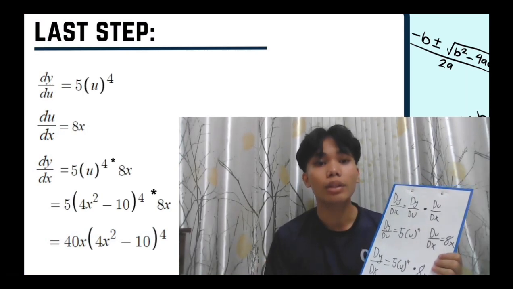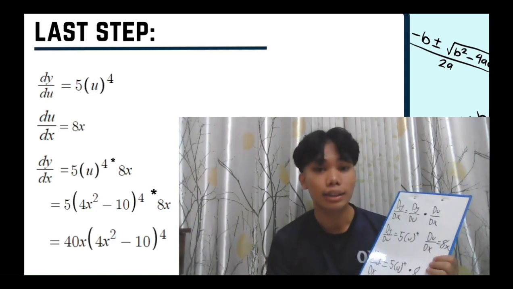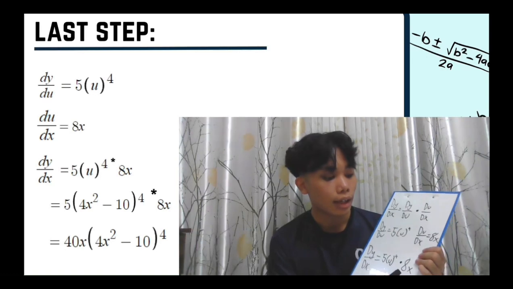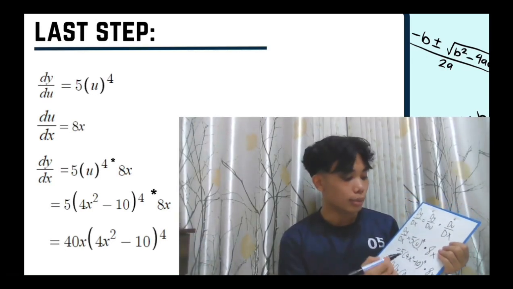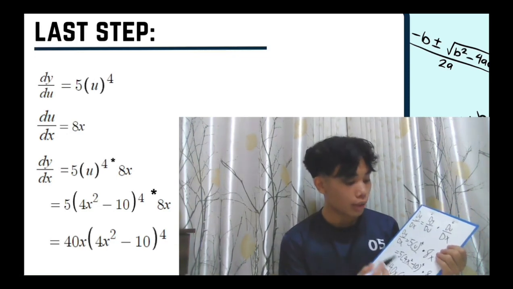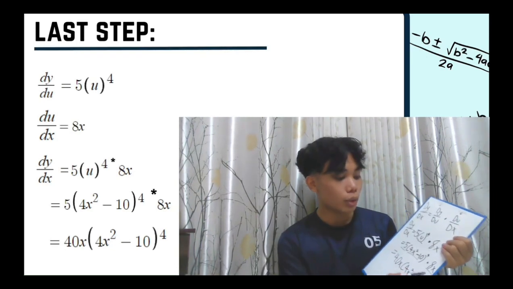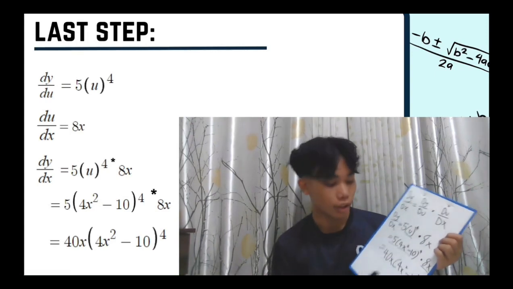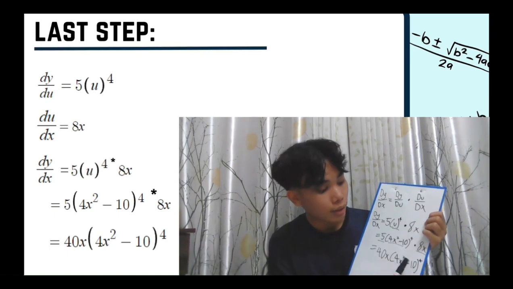For the last step, we need to times dy over du by du over dx. Then, we substitute the answer into the formula, which is 5u to the power of 4 times 8x. After knowing the last step, we have to show our u. U was represented by 4x squared minus 10. Then, we need to multiply everything outside, which is 8x times 5. So, the last answer you will get is 40x open bracket 4x squared minus 10 close bracket to the power of 4.